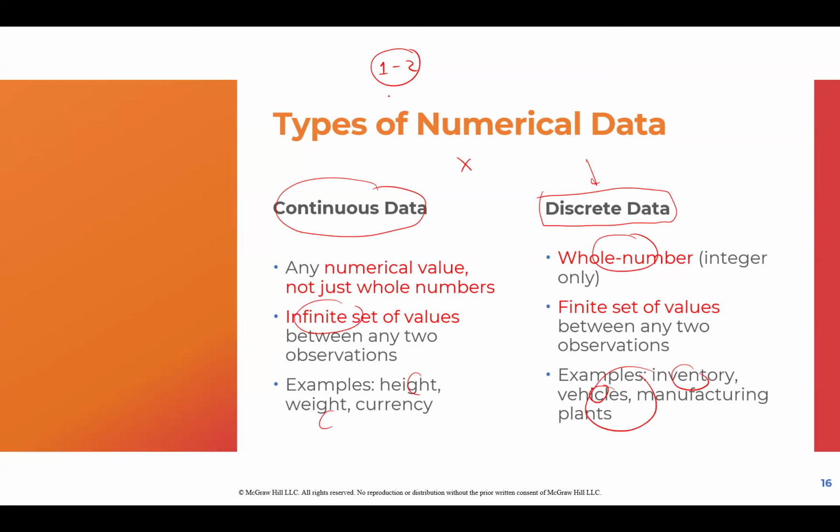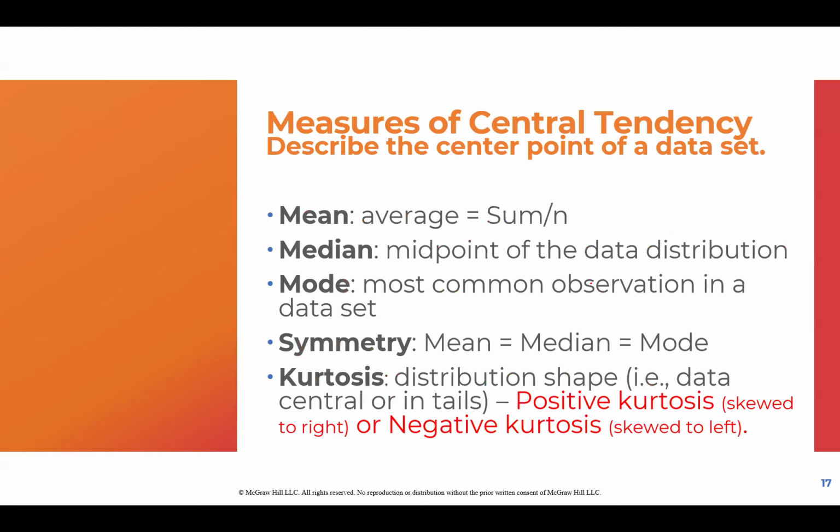Because 1.00001, you can put any number of decimal places, right? So infinite. Finite means the number of values you can have is finite. Mean value you can find out, and that tells you the central tendency of the data.